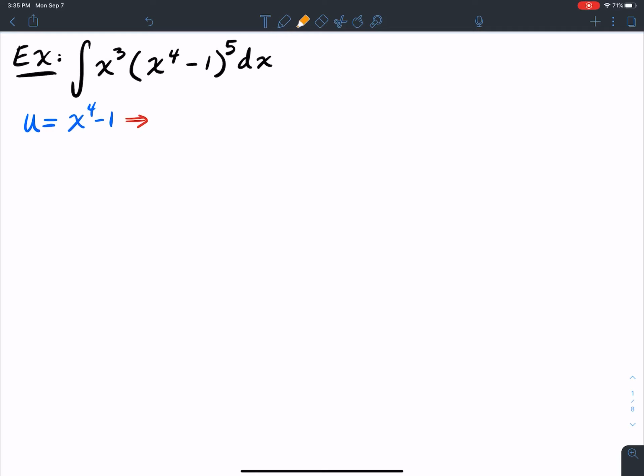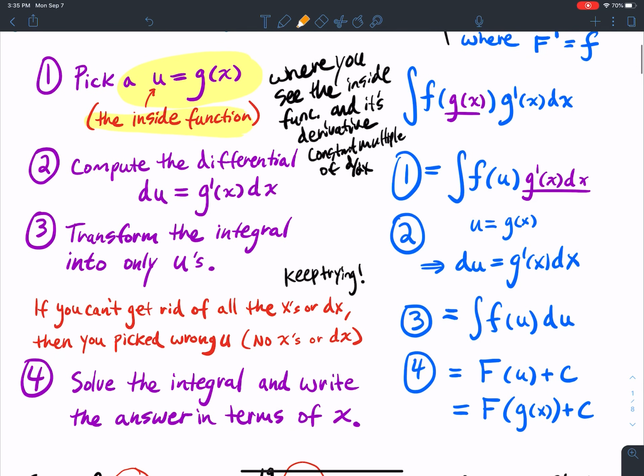So to find the differential, I take the derivative of u, I get du. The differential here of x to the fourth is 4x cubed, and then the derivative here is 0. So 4x cubed dx is my differential for du. Okay? Now I'm going to make number 2 after I computed my differential. Number 3 says to transform the integral into u's only. Okay, so we're going off of our steps here. And so I'm transforming my integral into u's only at this point after I compute the differential.